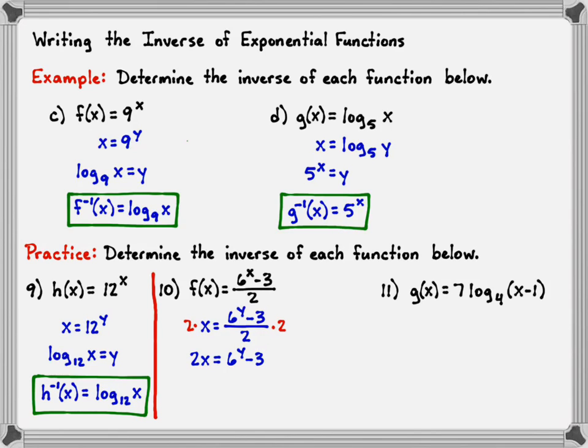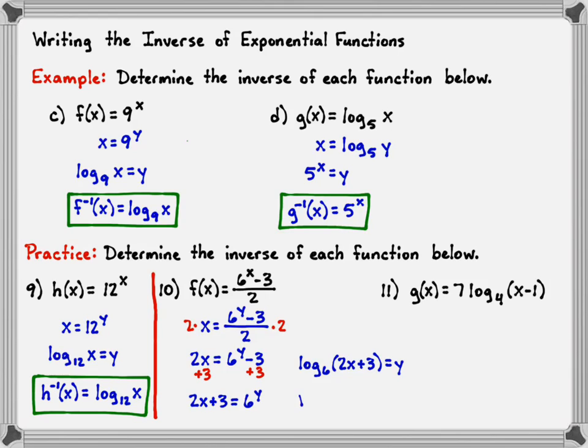Then the next thing I need to get rid of is a 3. So I'm going to add 3 to both sides. So I got 2x plus 3 equals 6 to the y. And now because y is the exponent, I have to do a logarithm. It's going to be log with a base 6, right? Because the base of the exponent is 6, log base 6 of, what's the argument? The argument is what it's equal to, of 2x plus 3. And then that's going to be equal to y.